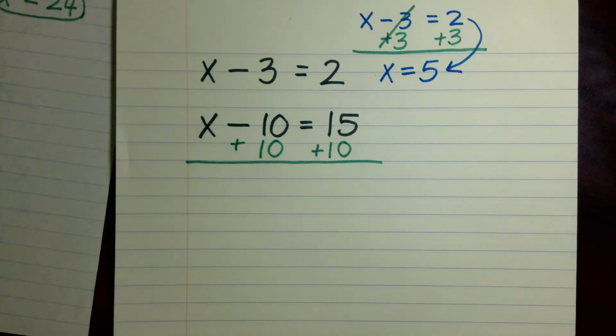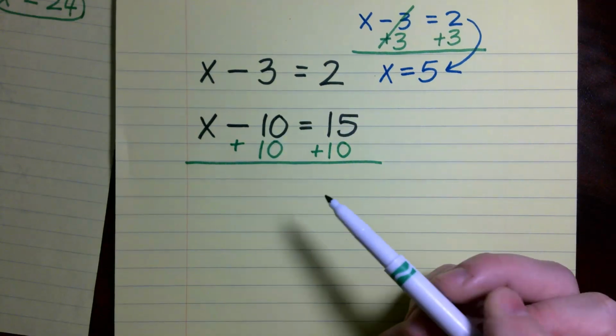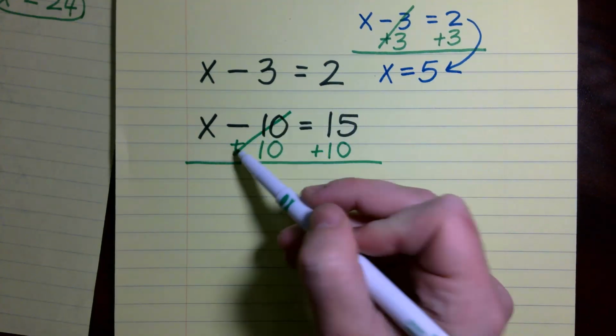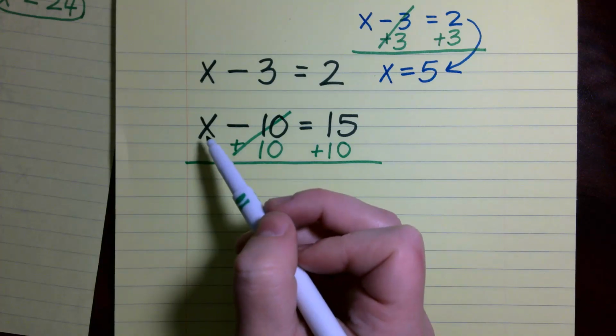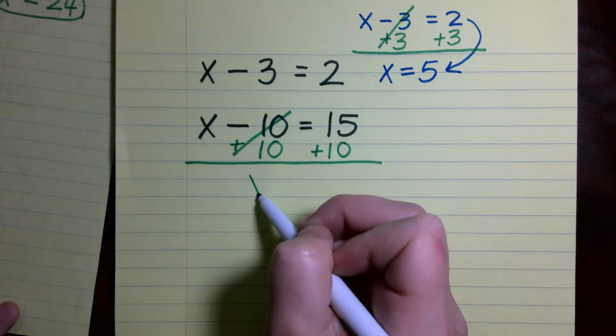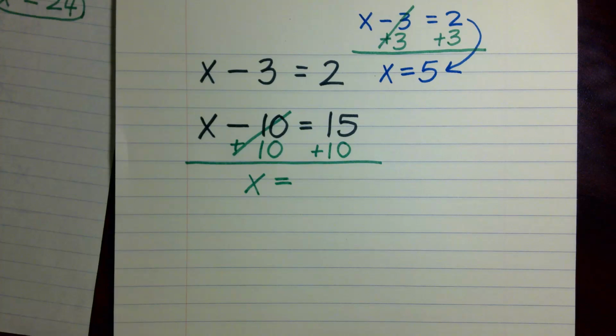Okay, now that I'm here, my minus 10 and my plus 10 cancel out, so we are going to cross them off. Then we're going to bring everything down. We've got X equals, and then what's 15 plus 10?